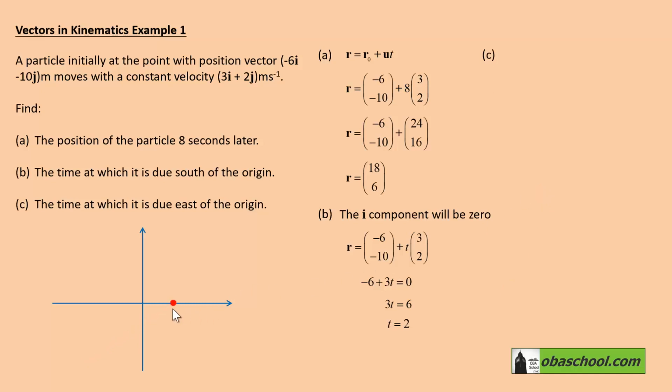Now we're looking at a situation where it's due east of the origin. The j component will now be 0. Remember, the j component is up or down. So what we're going to get is that negative 10 add 2t equals 0, giving us 2t equals 10, and therefore t is equal to 5.